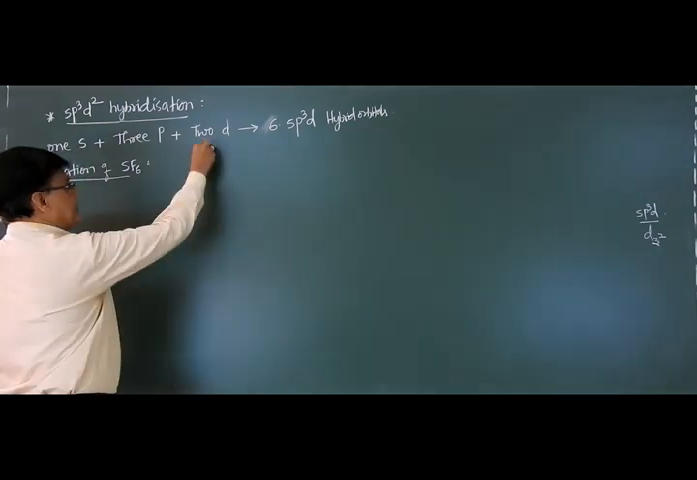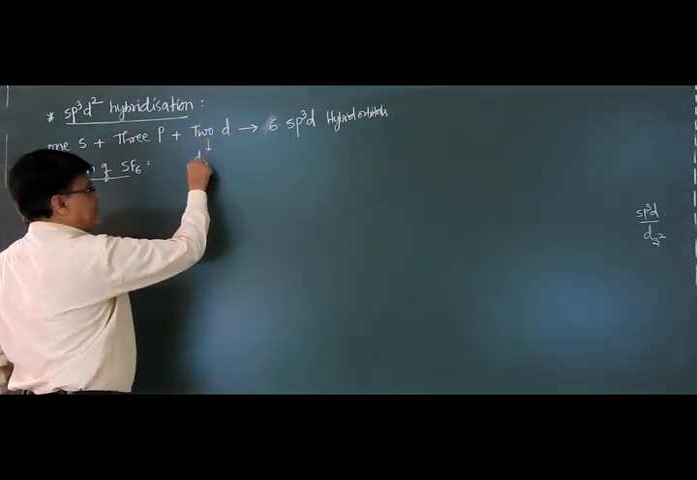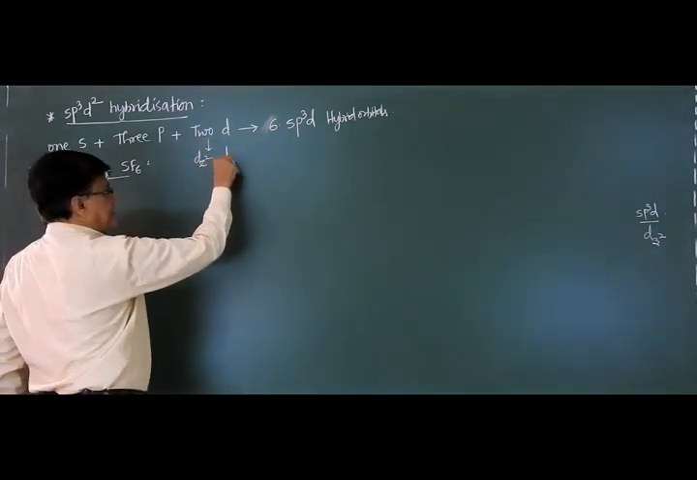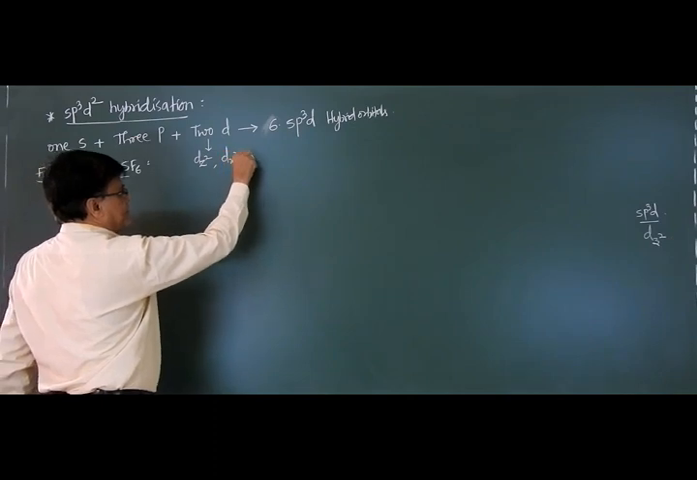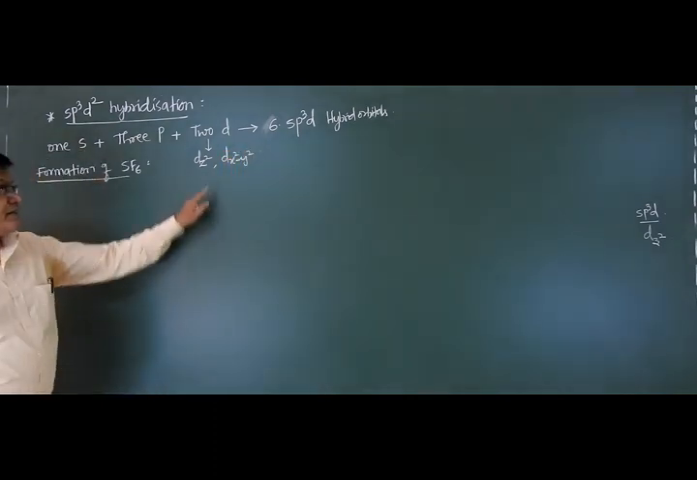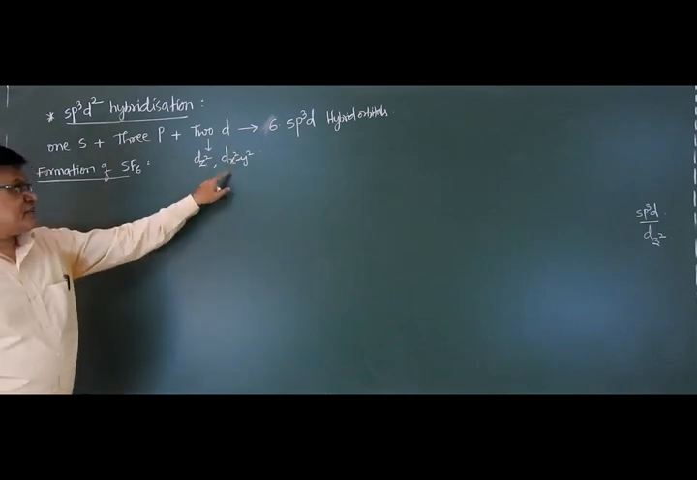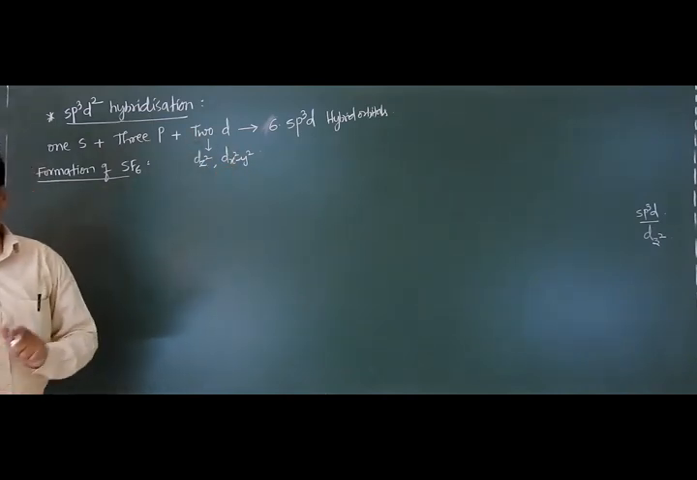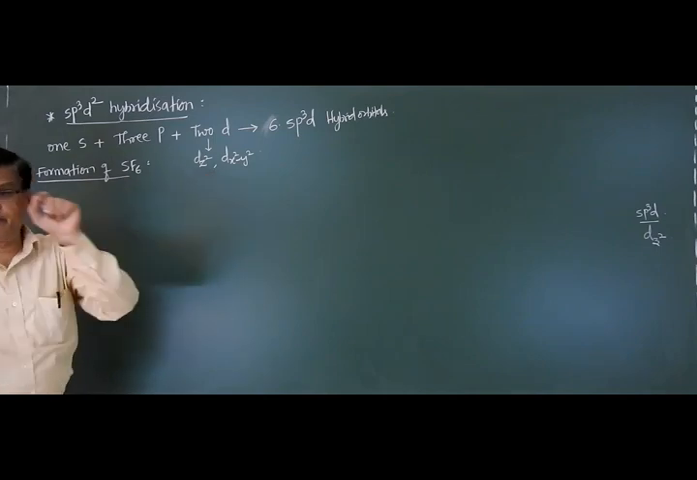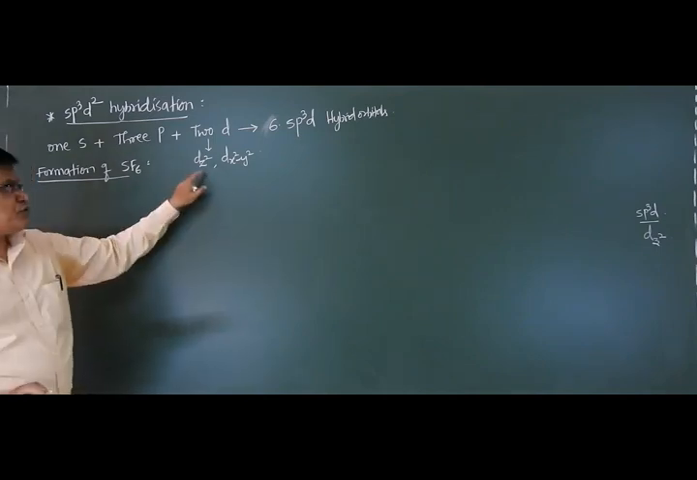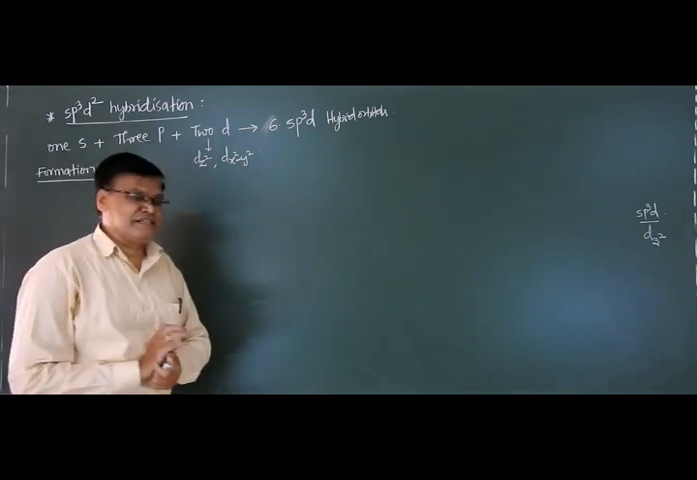Here, the 2 d orbitals are dz square and dx square minus y square. These orbitals are involved in hybridization. This is very important in competitive exams. You should remember what dz square means.